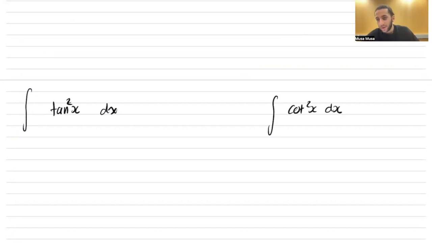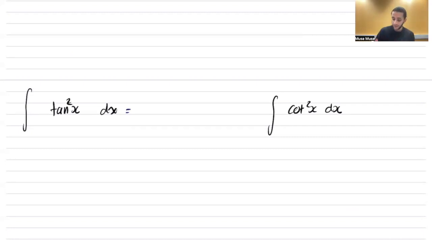There is no double angle approach for this, but if we use one of our Pythagorean identities, 1 plus tan squared equals sec squared, 1 plus cot squared equals cosec squared, we might be able to replace the tan squared with something that we can integrate. Same thing with the cot squared. Have a go. Pause, unpause. Alrighty. So we can't integrate tan squared directly.